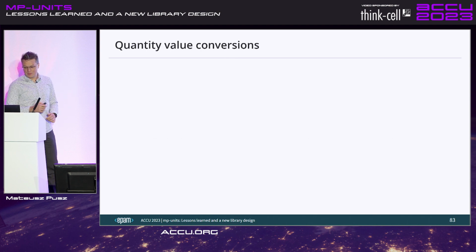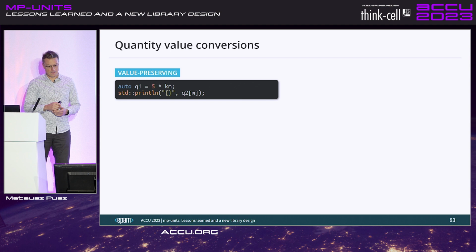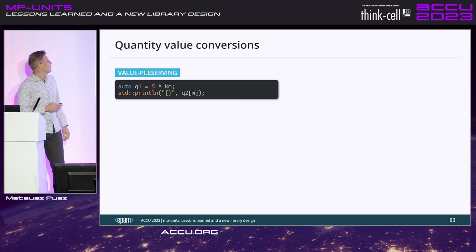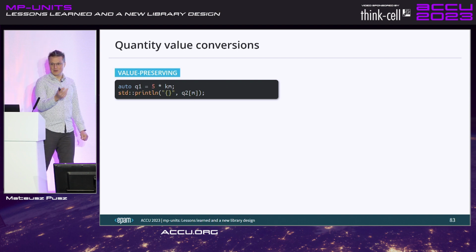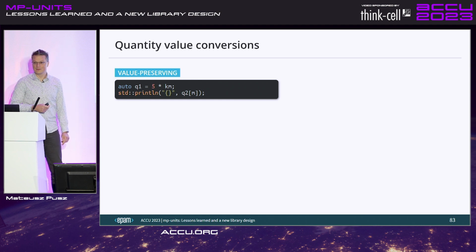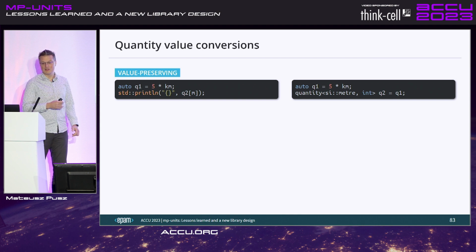So this was about arithmetics. What about conversions? Right? Value preserving conversions are implicit. So I'm having here 5 kilometers, and I can convert this to meters for printing. Kilometers to meters is always non-truncating, even for integers, right? So I assume it is implicit. Those are the rules inherited from chrono duration, by the way. Or, of course, I can also construct a quantity in meters from kilometers implicitly. It is also fine.